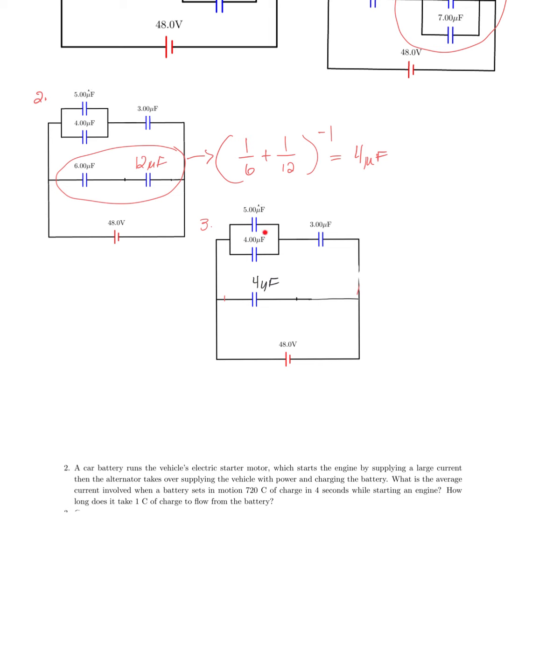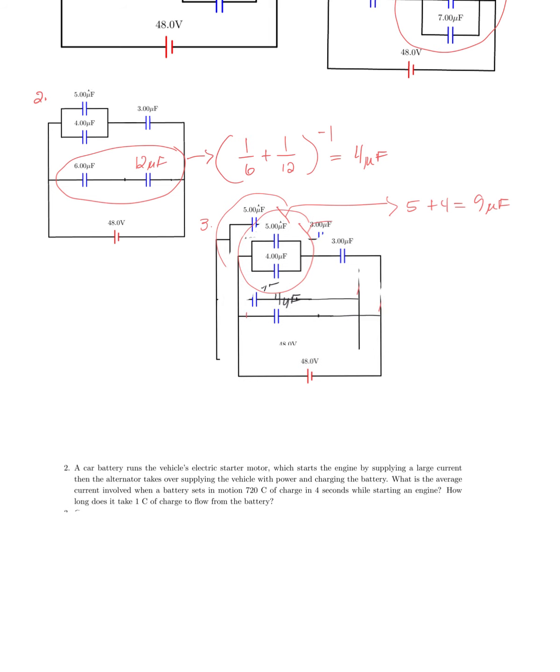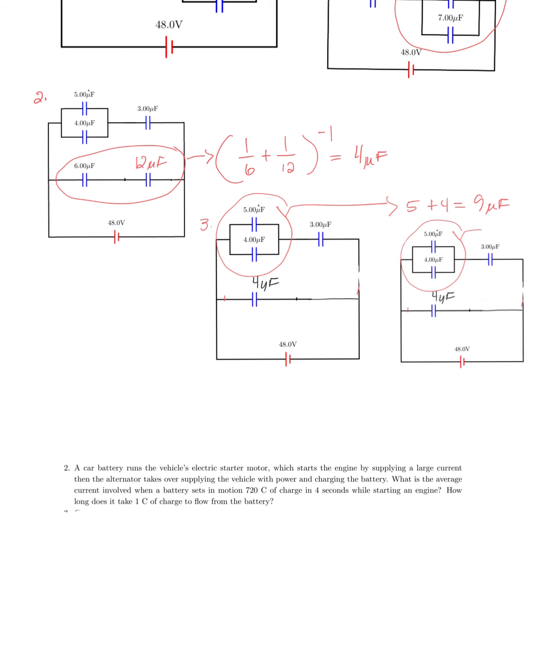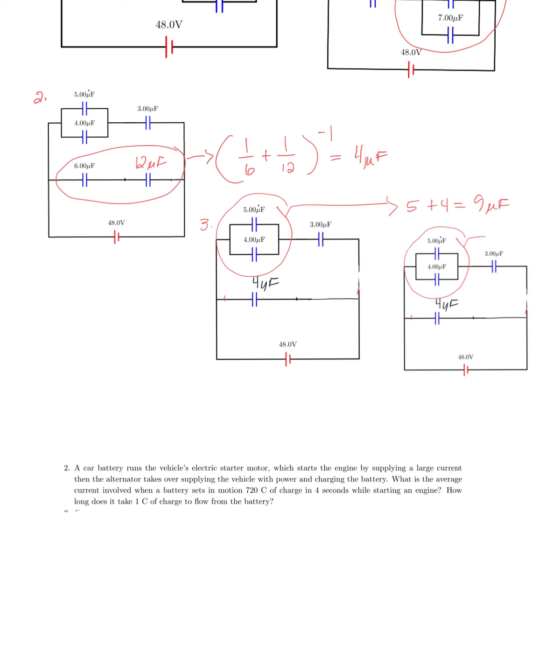So we're going to condense down. Now we're going to tackle this guy right here. And they're in parallel, so we're going to add them linearly. Remember, we're in units of microfarads. So we redraw our circuit. We're getting smaller and smaller here. Okay, 4.